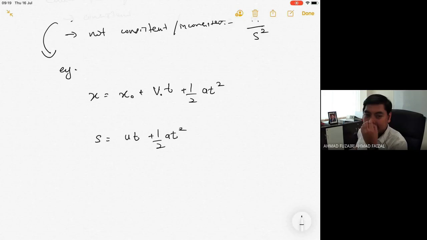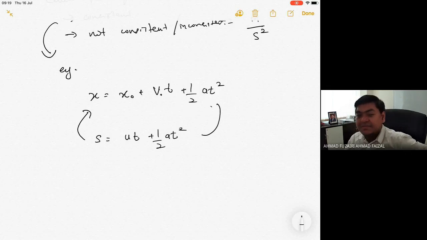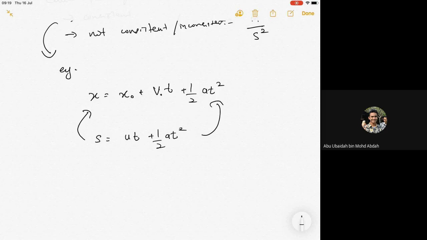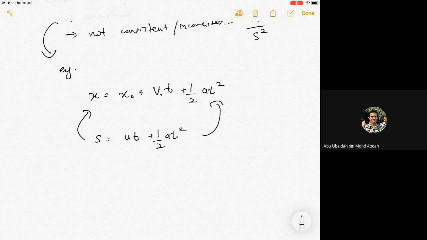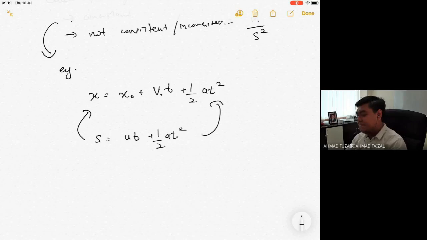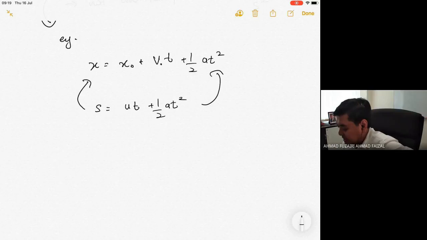Ada nampak benda yang persamaan? Macam mana bawah ni? Macam mana yang bawah ni boleh jadi atas macam ni? Sebab X tu distance, sasaran distance juga. Tapi ada satu je S tu. Kenapa X dekat atas tu ada dua? Sebab U tu sebelum awal distance. Awal. Laju awal. So distance awal. Okay, very good.